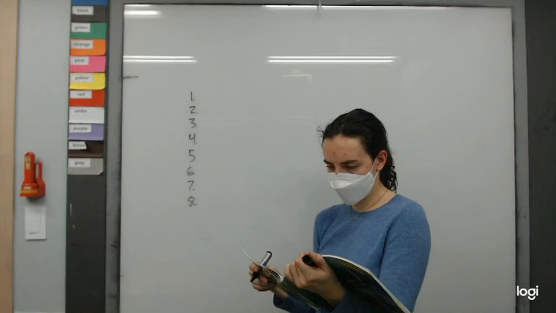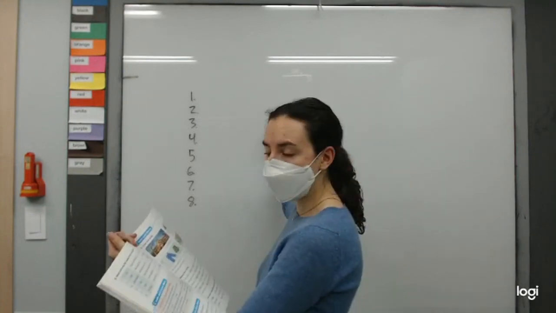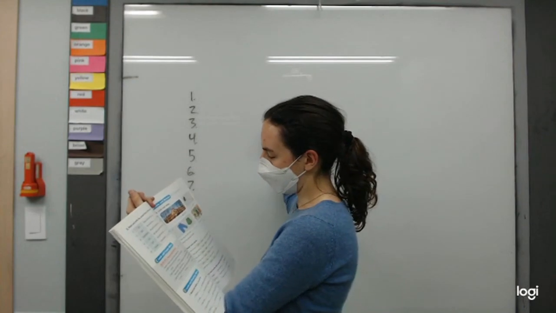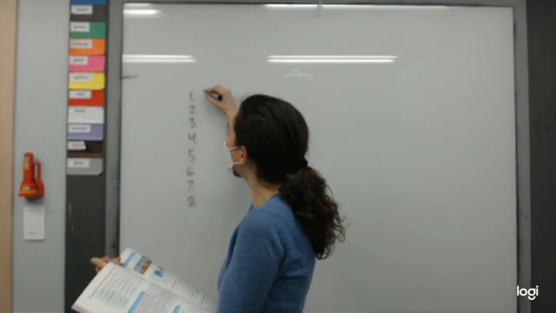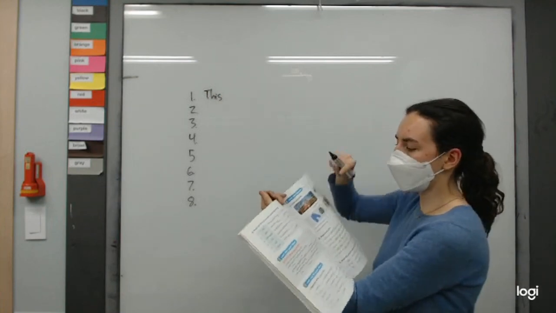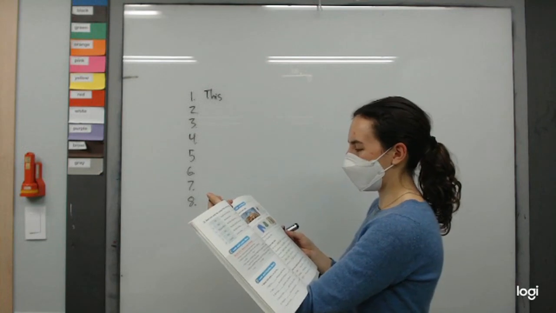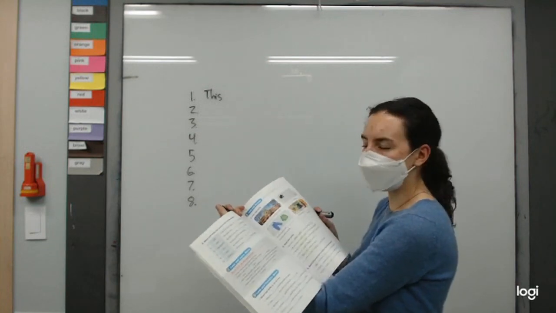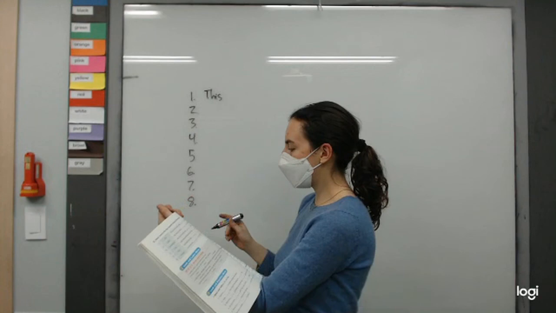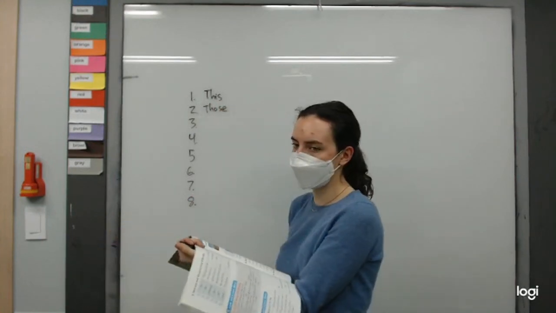Okay, so number 1, this is a big school because I'm saying this and not that because the hand is very close to the school. But if you said that, it maybe also makes sense. Okay. Number 2, those, very far away and many, those are books.